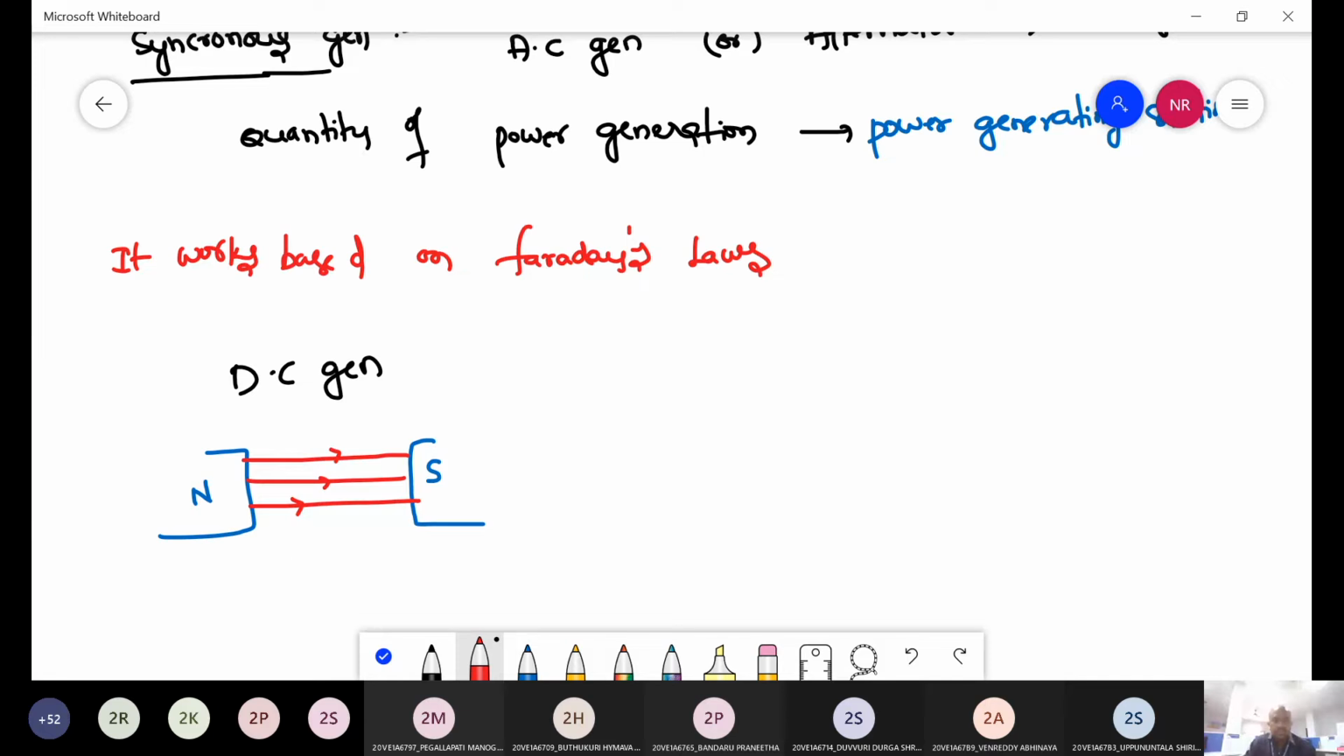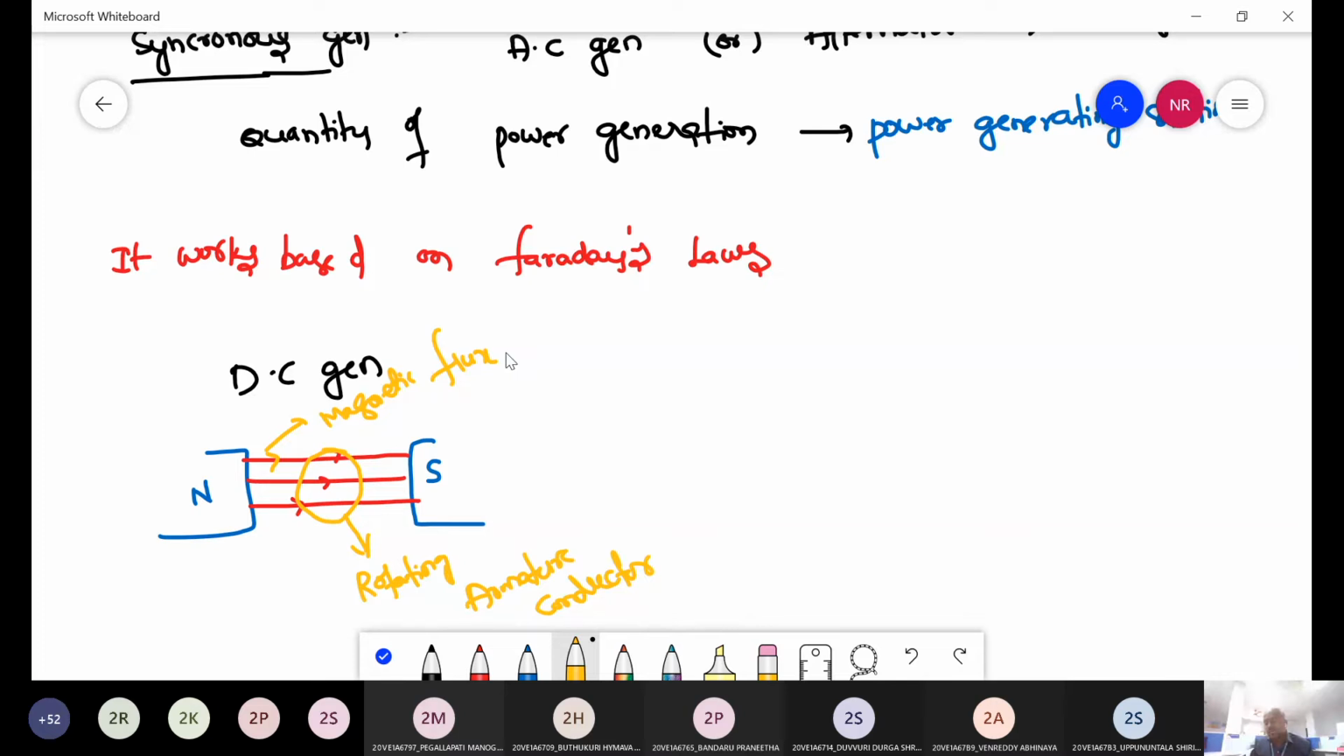So here magnetic flux is flowing from north pole to south pole. Then here I am putting a conductor, a rotating armature conductor. So when this conductor cuts those magnetic flux, when this rotating conductor cuts this magnetic flux, EMF is induced. This happens in the DC generator.